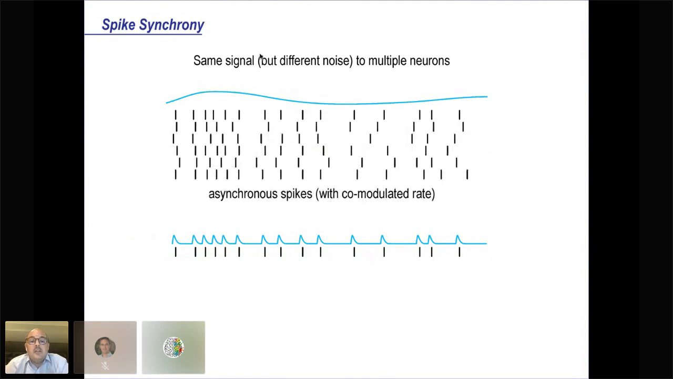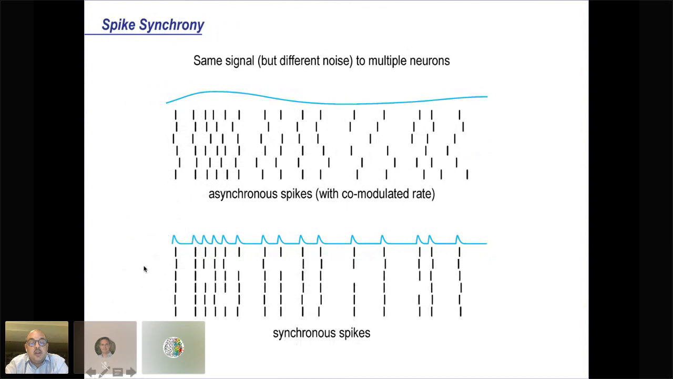And what you can see is that if you have a slow signal, then repeating that slow signal or giving it to multiple neurons, you'll tend to get asynchronous spiking, which is to say across these different neurons, the spikes don't line up very well. But the rate does co-vary. So all the neurons are firing at a relatively high rate, and then all of them slow down at around the same time. But that's very different from what you might see when you repeat this fast signal to multiple neurons. Here, you get highly synchronized spiking. You might miss a few spikes every now and then, but the spikes line up really quite well, right?